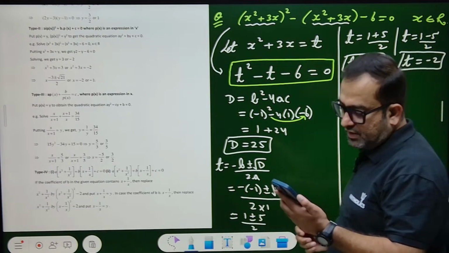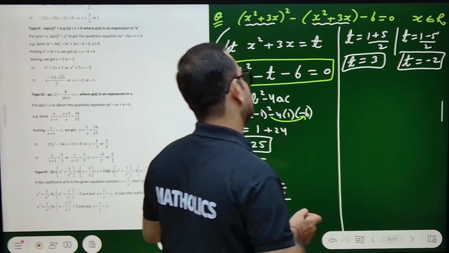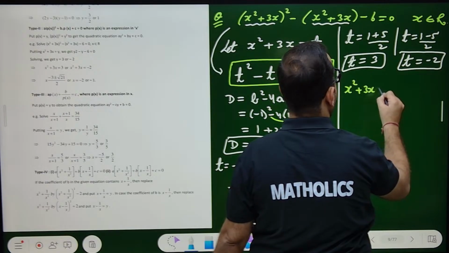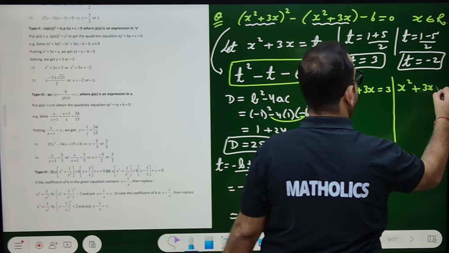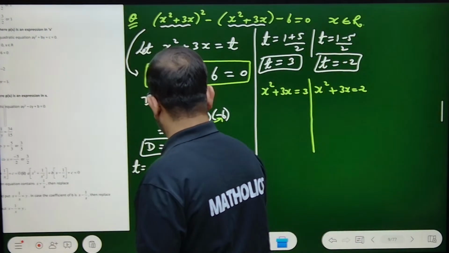So we have got two values of t, yes or no? Yes, sir. What was t? T was x square plus 3x. So x square plus 3x equal to 3. This time you'll write x square plus 3x equal to minus 2. Okay, solve it properly.